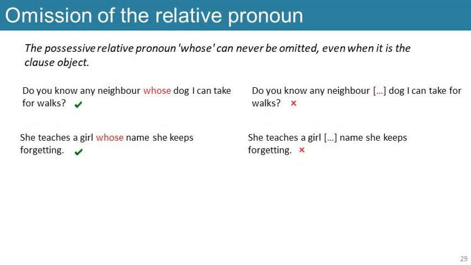Finally, note that the possessive relative pronoun whose can never be omitted, even when it is the clause object. So the sentences on the right are ungrammatical.